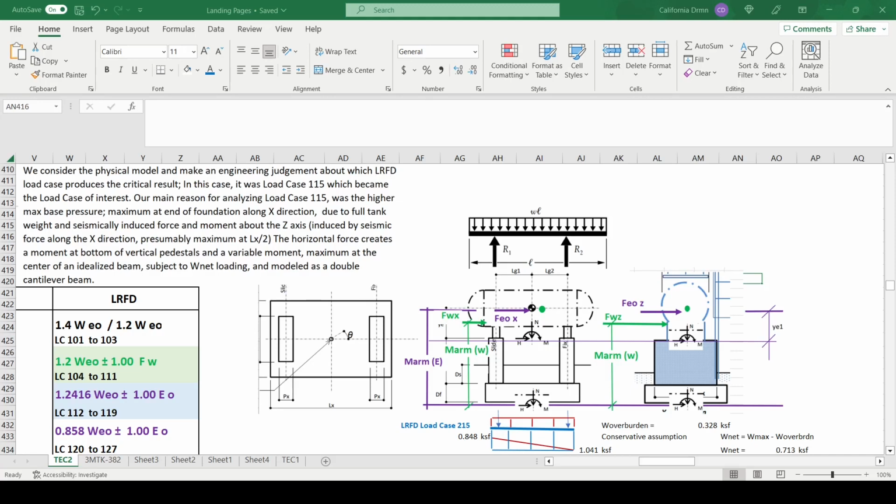In this case, it was load case 115 which became the load case of interest. Our main reason for analyzing load case 115 was the higher max base pressure, maximum at end of foundation along the X direction, due to full tank weight and seismically induced force and moment about the Z-axis, induced by seismic force along the X direction. The horizontal force creates a moment at bottom of vertical pedestals and a variable moment, maximum at the center of an idealized beam, subject to W-net loading, and modeled as a double cantilever beam.